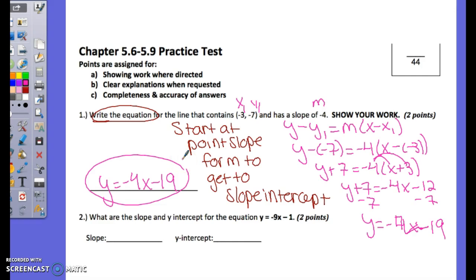So what are the slope and y-intercept for y equals negative 9x minus 1? Remember, it's y equals mx plus b. So your slope is negative 9 and your y-intercept is negative 1.